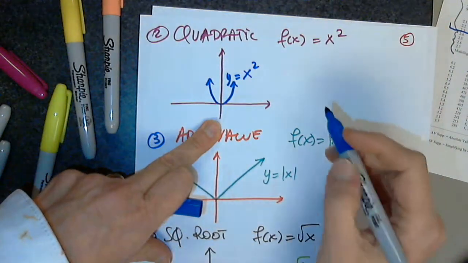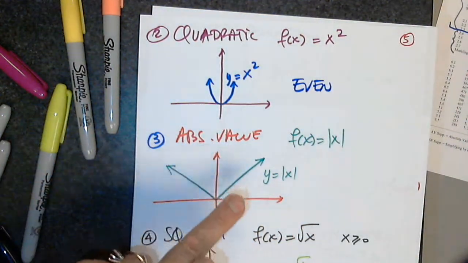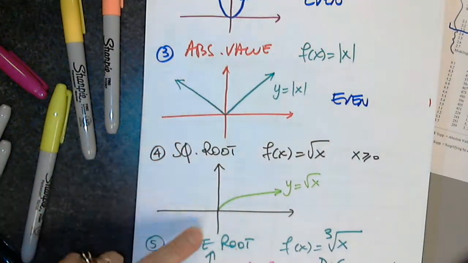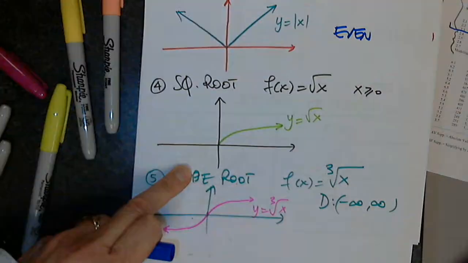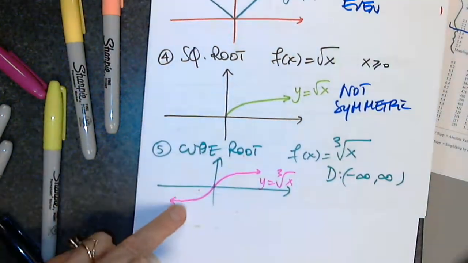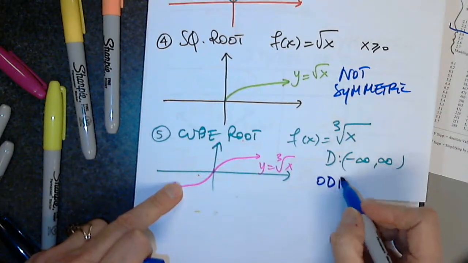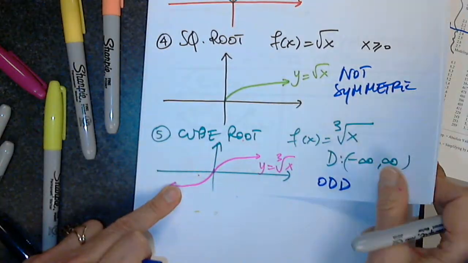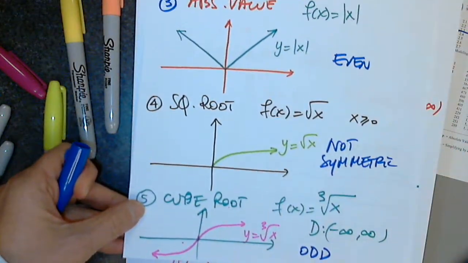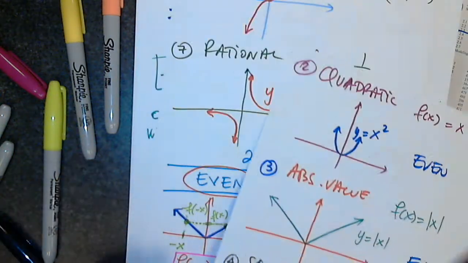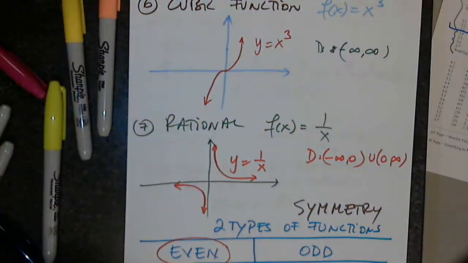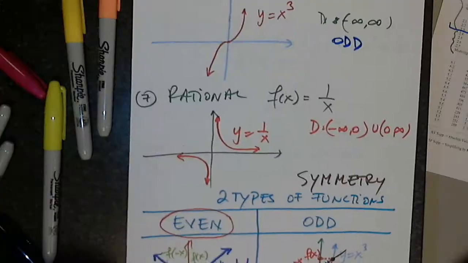Quadratic. Because it's symmetric with respect to absolute value. Square root. Not symmetric. Cube root. Very good. Say it again. It's odd, right? Cubic function. Very good. Rational.